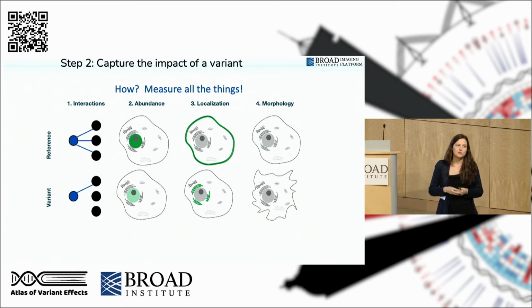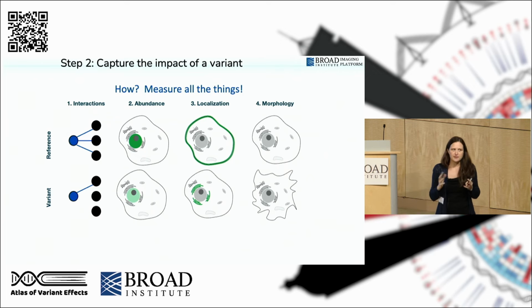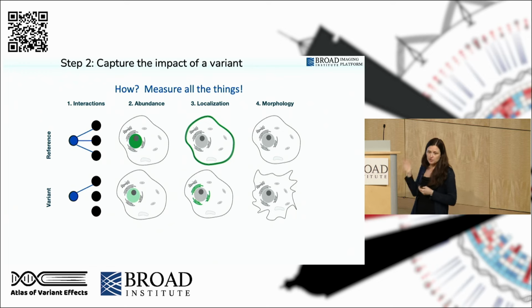Here, we want something that's widespread and applicable across all the genes and all the variants. What kinds of assays can we run that give us the greatest opportunity to identify some kind of impact of a variant across all kinds of gene functions? And so the collection of assays that we're running are shown here. And I'm going to go through each of these systematically.